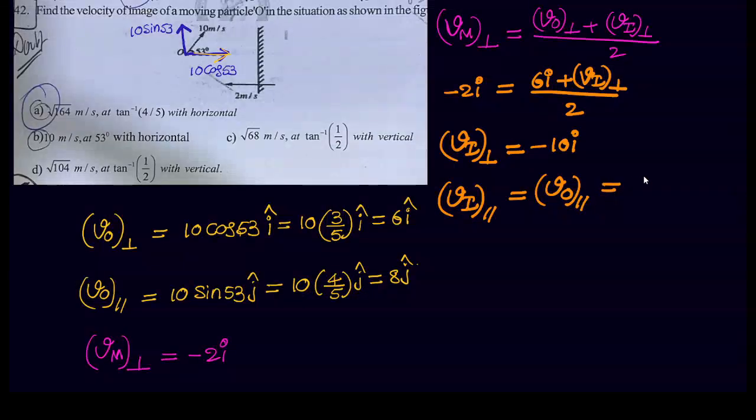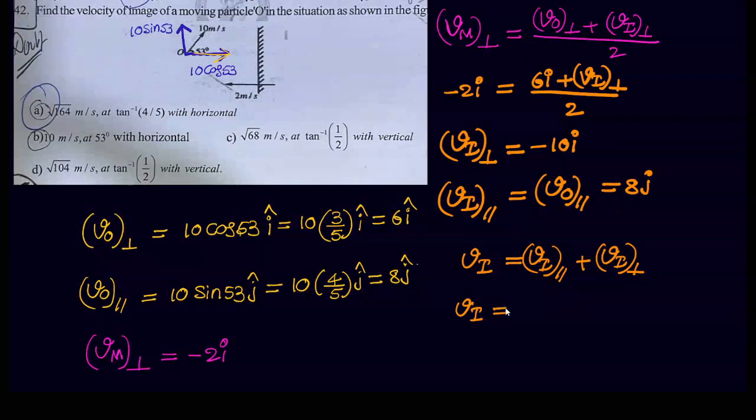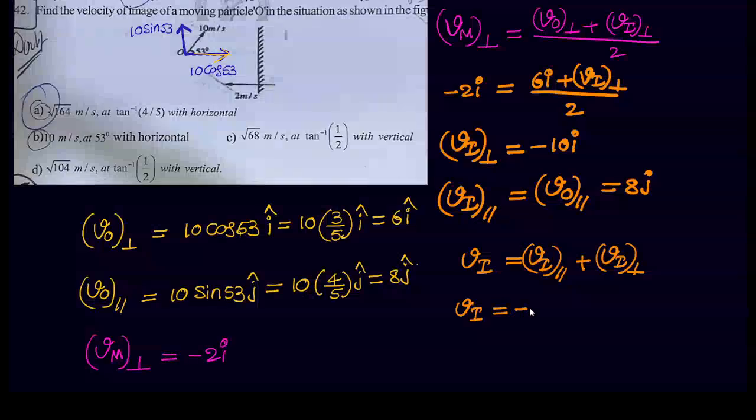So that is equal to how much we can say now, 8j. Now finally we got the thing, now total velocity. Velocity of image will be the parallel velocity component plus the perpendicular component. Velocity of image is equal to minus 10i plus 8j, this one.